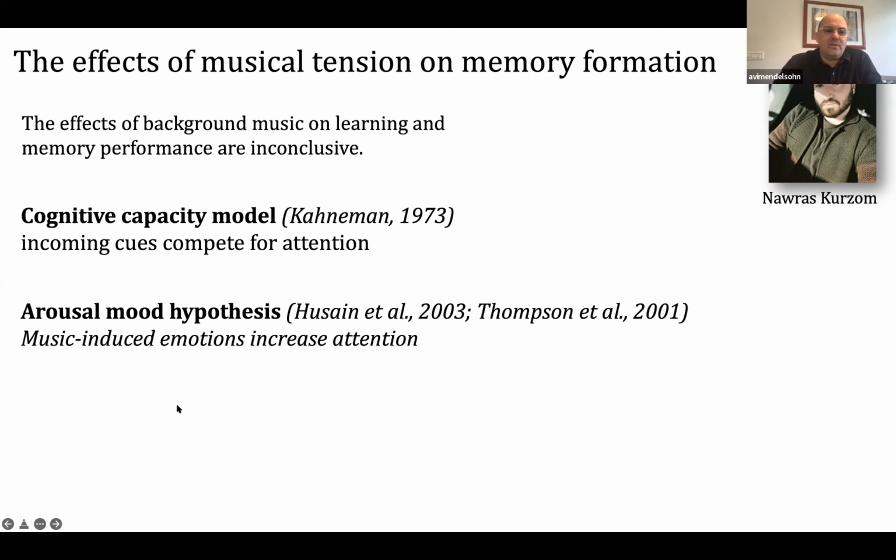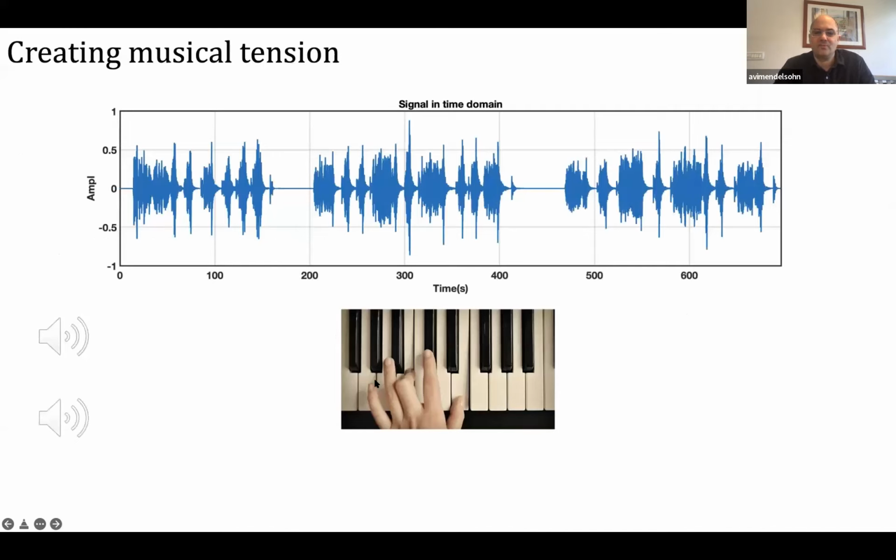to music. But on the other hand, as I mentioned earlier, music can induce prominent arousal and mood or emotions. And this can actually increase the attention that is being allocated to anything that's going on in the background. So according to the arousal mood hypothesis, music-induced emotions increase attention, and this can enable enhanced memory performance. So we kind of work in this theoretical background.